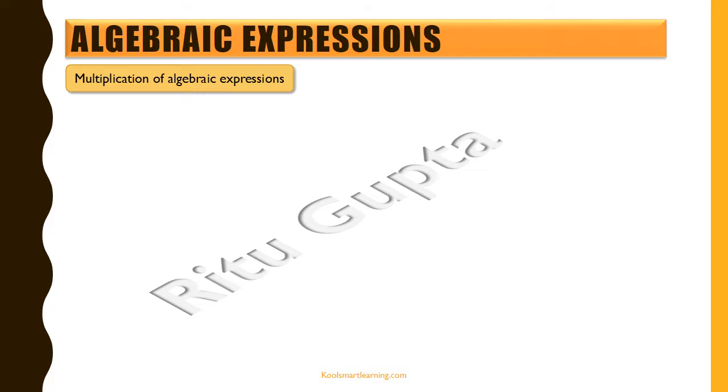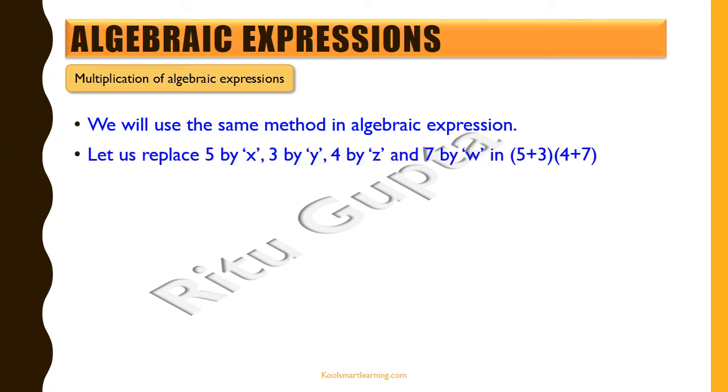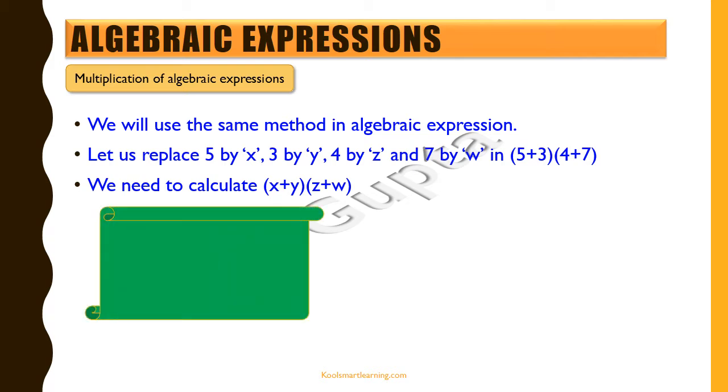So we'll use the same method of multiplication for algebraic expressions now. Let's replace 5 by x, 3 by y, 4 by z, 7 by w, and the expression now becomes: we want to calculate x plus y multiplied by z plus w. Let's see how we'll do that. We apply the distributive property as we've done in the previous example, so it becomes x plus y multiplied by z, plus x plus y multiplied by w.